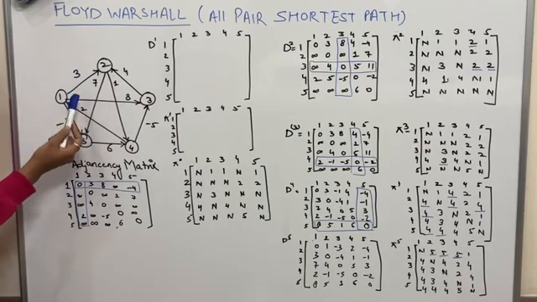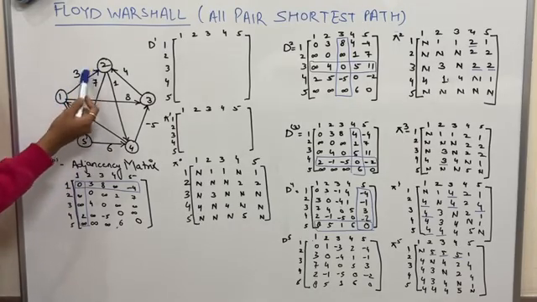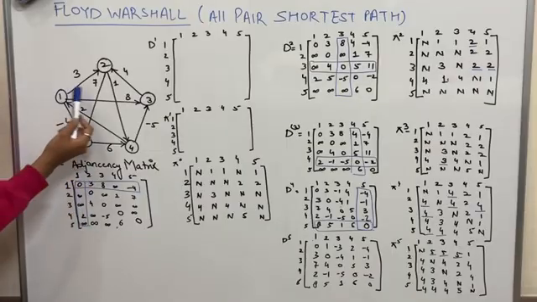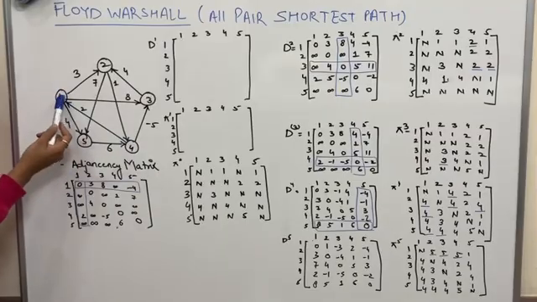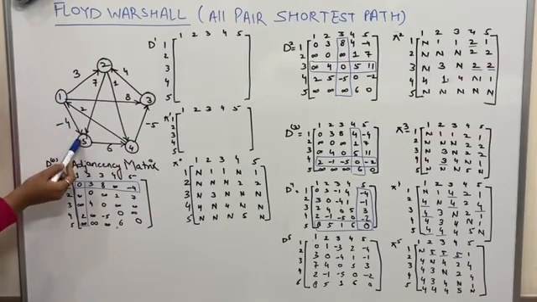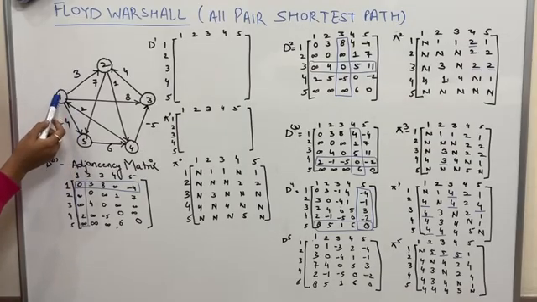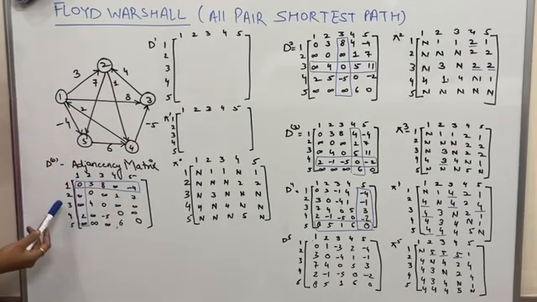1 to 2 is 3 because there is a direct path from 1 to 2. 1 to 3 is 8. 1 to 4, there is no direct path from 1 to 4, so we take infinity. And 1 to 5, there is a direct path between 1 to 5, which is -4. Same with this, we are taking the source node as 2. Now we are taking the distances from the source node to every node.